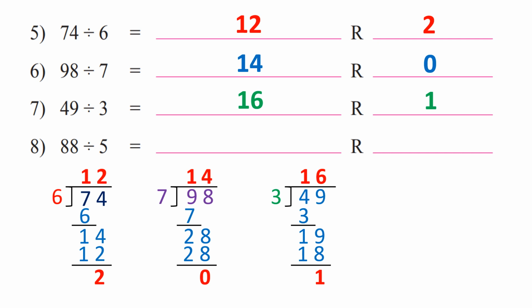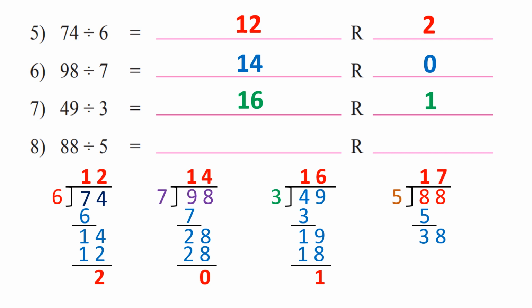Next number is number 8. 88 divided by 5. The first step is 8 divided by 5 is 1. 5 times 1 is 5. Then you subtract: 8 minus 5 is 3. Then bring down the next number, 8. You have 38.